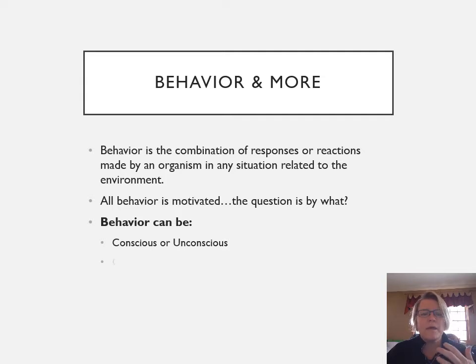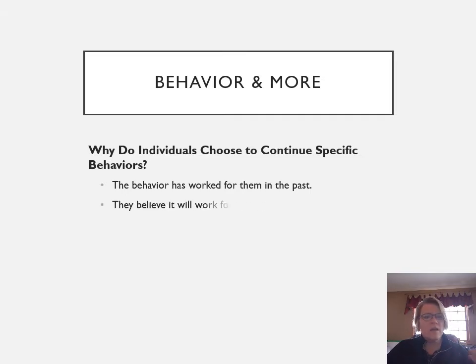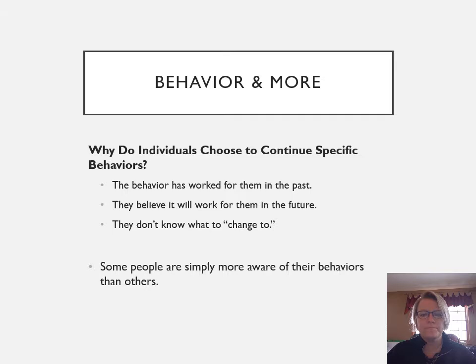And that's something to really think about, because while I can do something overtly or I can do something covertly, I can do something voluntary or involuntary. The reality is that people choose behaviors because it's worked for them in the past. So I think I can continue to get away with this. And I think it's going to work for me in the future. And if I don't know what to change to, then I'm going to keep doing it. So that's really important for us to consider at work: why do we see the behaviors we do? Because it's always in relationship to the environment.